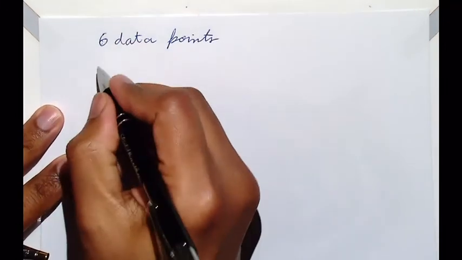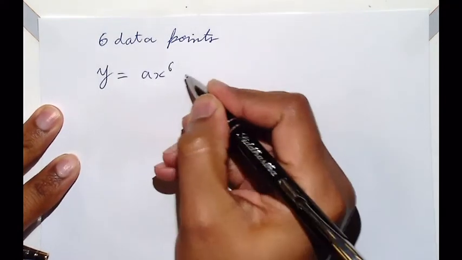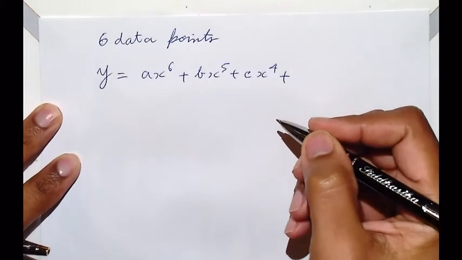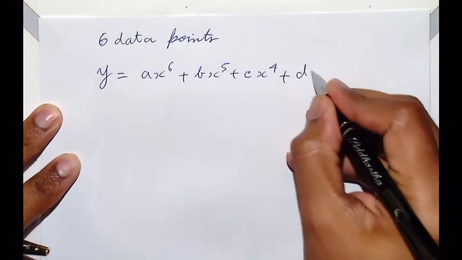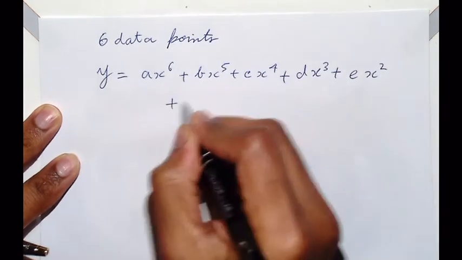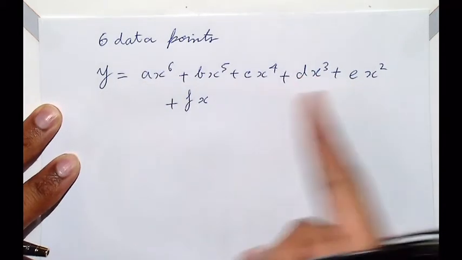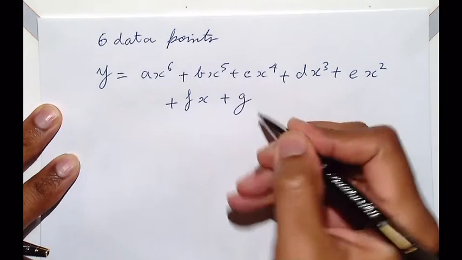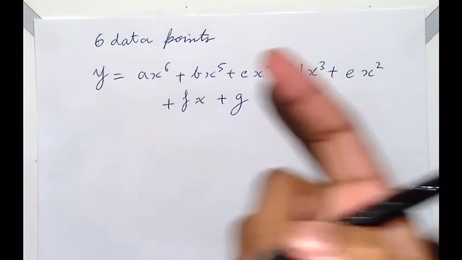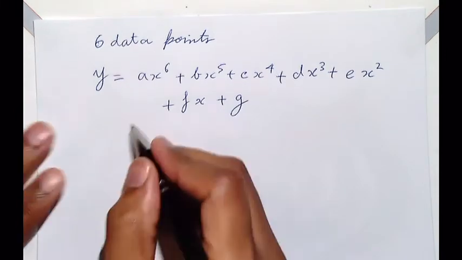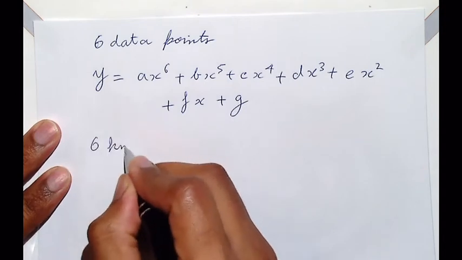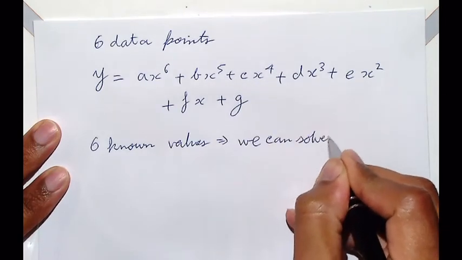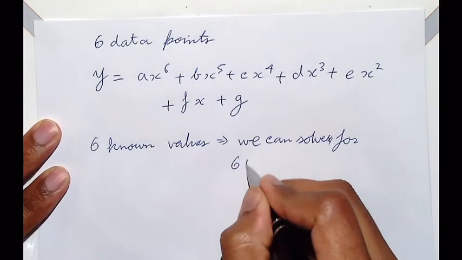I guess. So what do we have? ax to the 6, plus bx to the 5, cx to the 4, dx cubed, ex squared plus fx. So 1, 2, 3, 4, 5, 6 unknowns. Anything missing? Plus a constant, right? So with 6 data points, we cannot fit a 6th degree polynomial, but we can fit a 5th degree polynomial. So 6 known values means we can solve for six unknown coefficients.